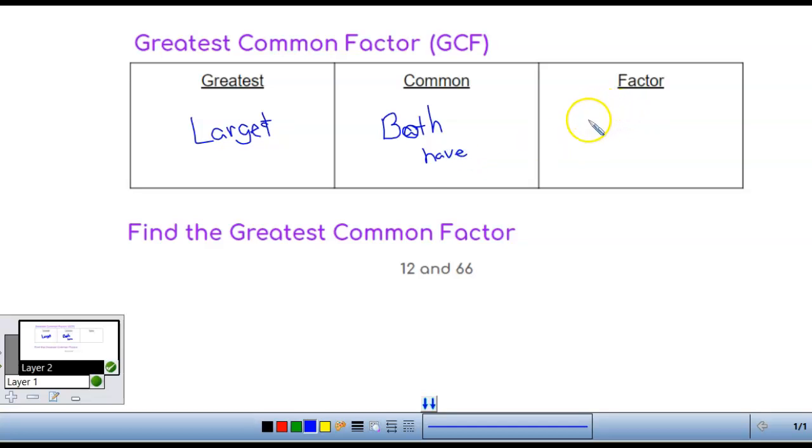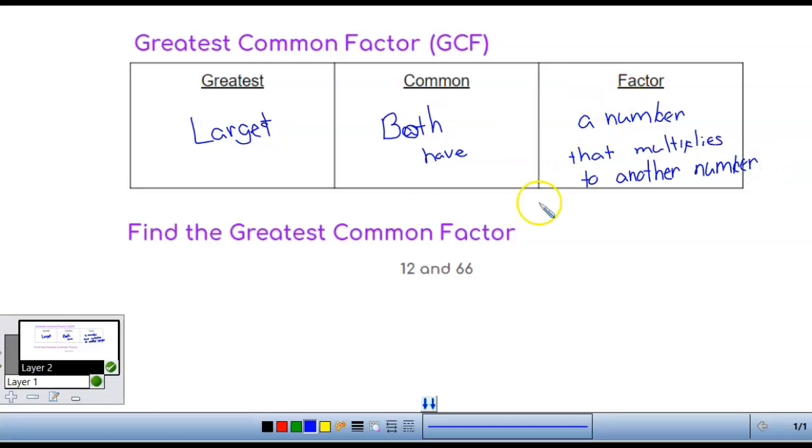And it's going to be a number that multiplies to another number. And of course you could have written this more like the definition at the top. So what I would like you to do is pause the video and use either method, rainbow or T-chart, and find all the factors of 12 and of 66.